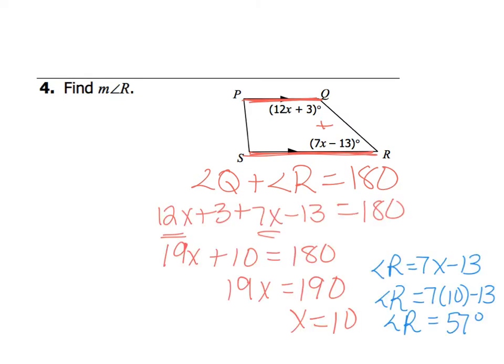So here we are. We combine like terms. We get 19x plus 10 is equal to 180. We solve for x and we get x is equal to 10. Sometimes students stop right here, but we always have to go back and read the question. It says find the measure of angle R. So we plug it back in.